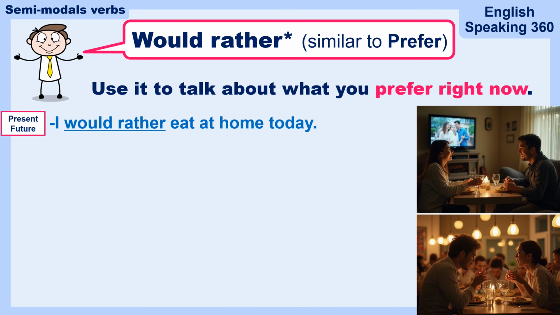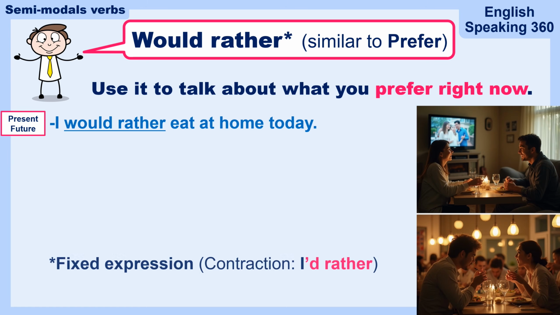It is both present and future. It's a fixed expression also. So would rather doesn't change, except if you want to use the contraction, you can say I'd rather eat at home today. One more thing, it is never followed by to. I would rather to eat at home today does not work. I would rather eat at home today.